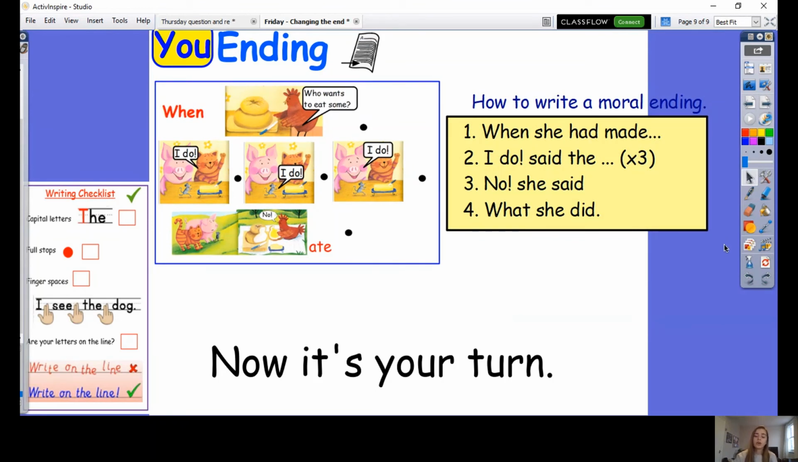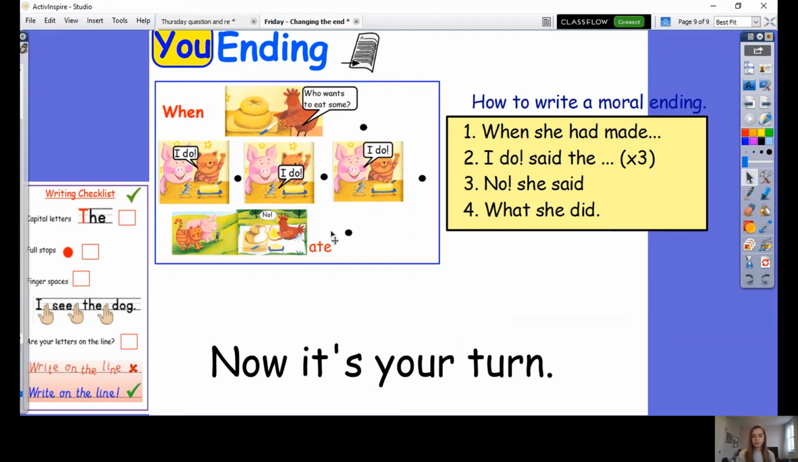Now it is your turn to write your ending. Here you have your story map and your 4 steps if you need to, and your writing checklist. If you're writing this the same day as your resolution on the Wednesday, you can shorten your ending down. You can still do the first sentence. However, for the next 3 sentences, you can just make them into one big sentence by writing, "I do," pleaded the lion, zebra, and the elephant. And then she would say no, and then the rest of it. Or if you're writing this on a different day, you can just write the sentences as normal.